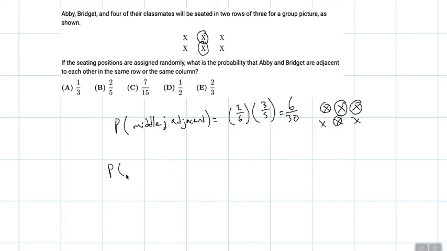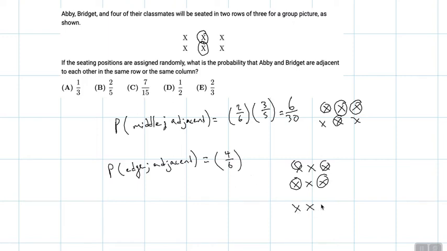And then the probability of being in an edge seat and also being adjacent is going to be, if we draw this out again, so since there are 4 edge seats, 1, 2, 3, 4, there's a 4/6 chance that one of them is sitting in an edge seat.